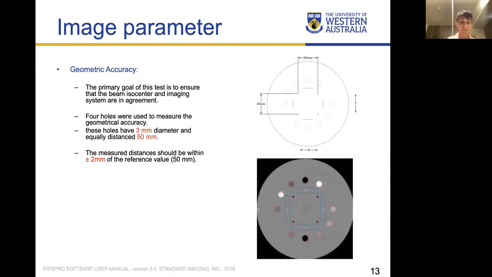Geometrical accuracy. The primary goal of this test is to ensure the beam isocenter and imaging system are in agreement. Four holes were used for measuring the geometrical accuracy. These holes are 3 millimeter in diameter and equally distant, 15 millimeter. The measured distance should be within 2 millimeter of the reference value, 50 millimeter.